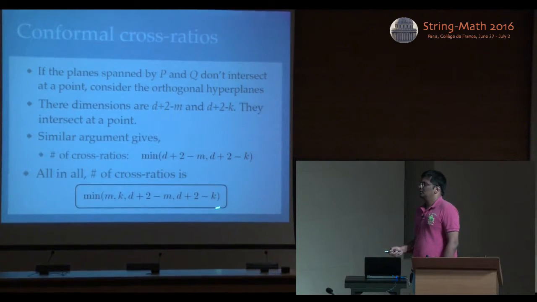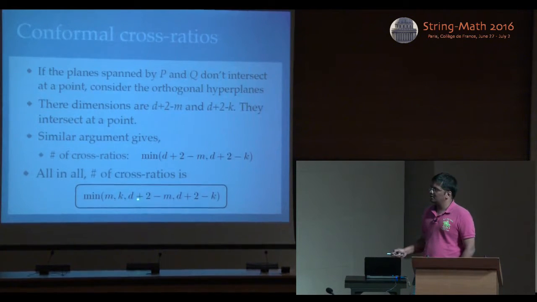All in all, you can write down a simple formula like this, that the number of cross ratios is the minimum of MK, d plus 2 minus M, and d plus 2 minus K.